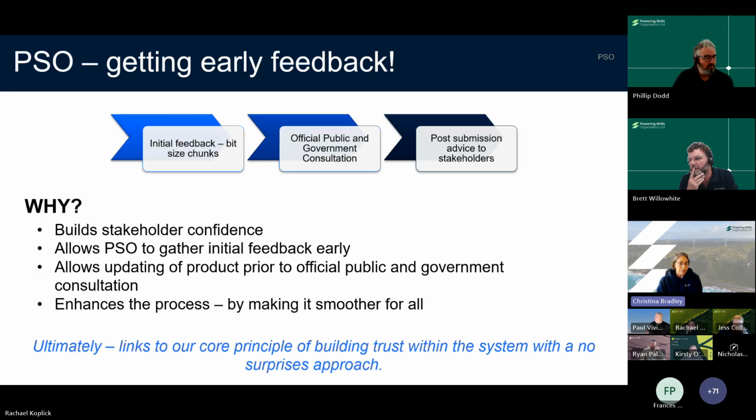And we are hoping that by taking this approach, we will enhance this process and make it smoother for all concerned. And like we said last month, ultimately our core principle in this project is building trust with you and within the system, so that you have no surprises when we release the training product up onto the National Register and you enter into your transition phase.